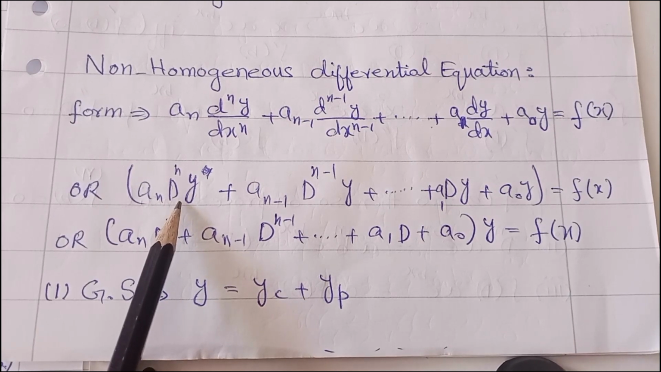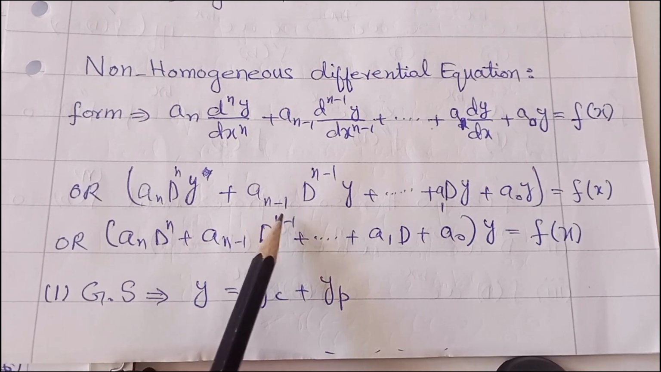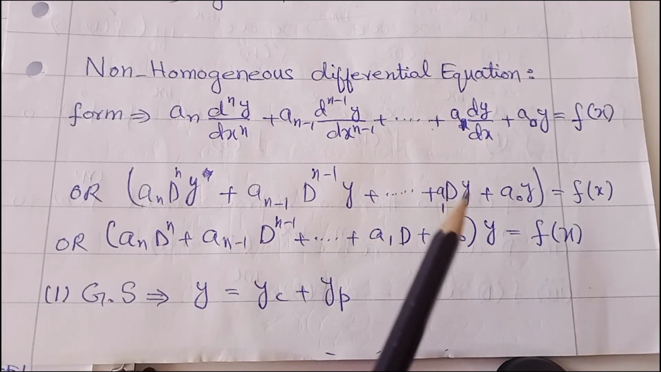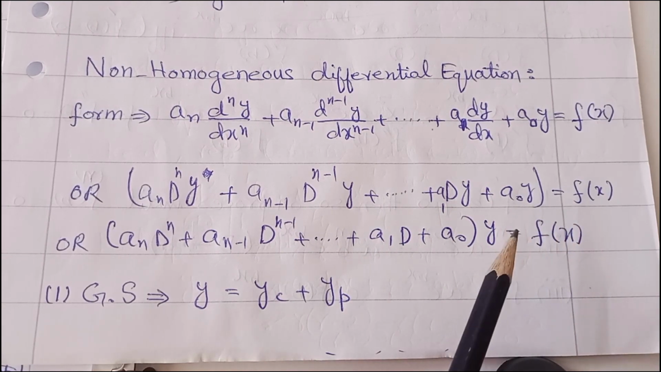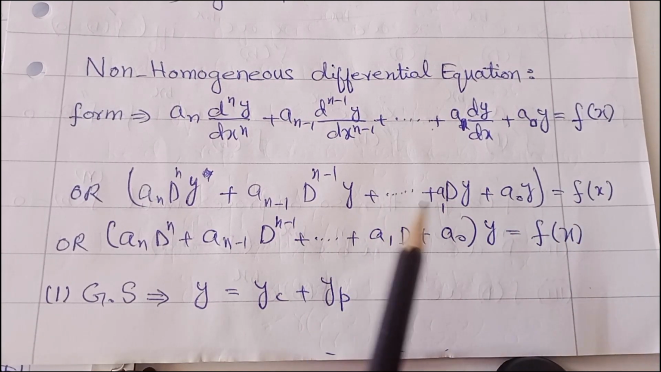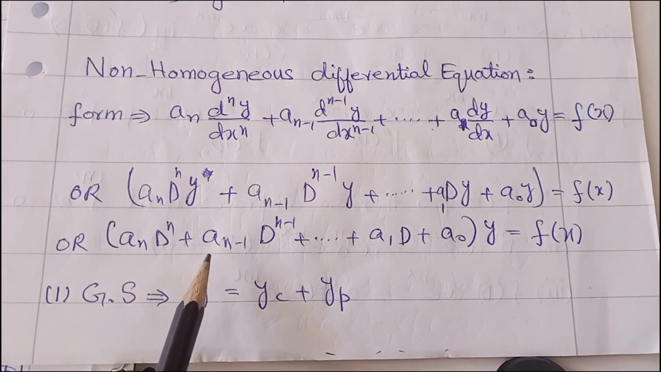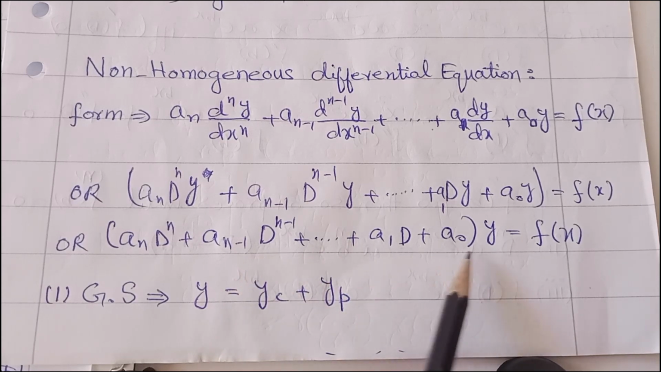Capital D, as I already told you, is d upon dx. For instance, we use capital D, so an d^n y plus a_(n-1) d^(n-1) y, and so on up to a_0 y is equal to f of x. Taking y common from the entire equation, the equation becomes (an D^n plus a_(n-1) D^(n-1), and so on up to a_0) times y is equal to f of x.